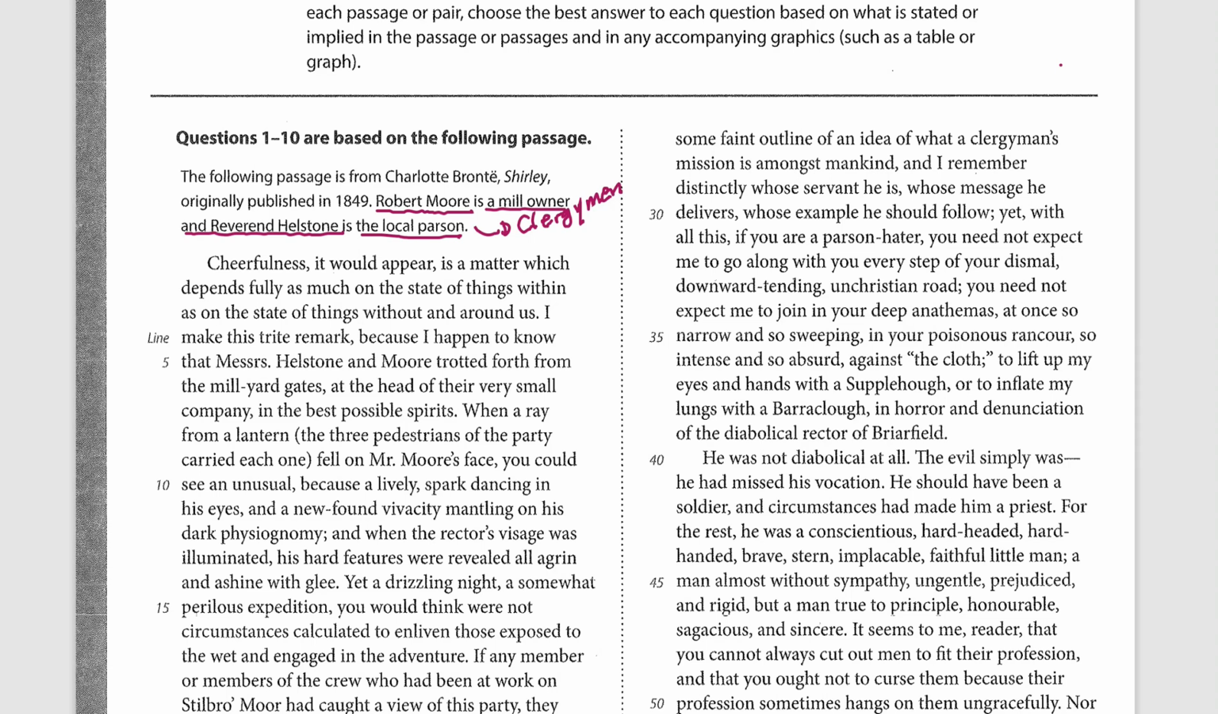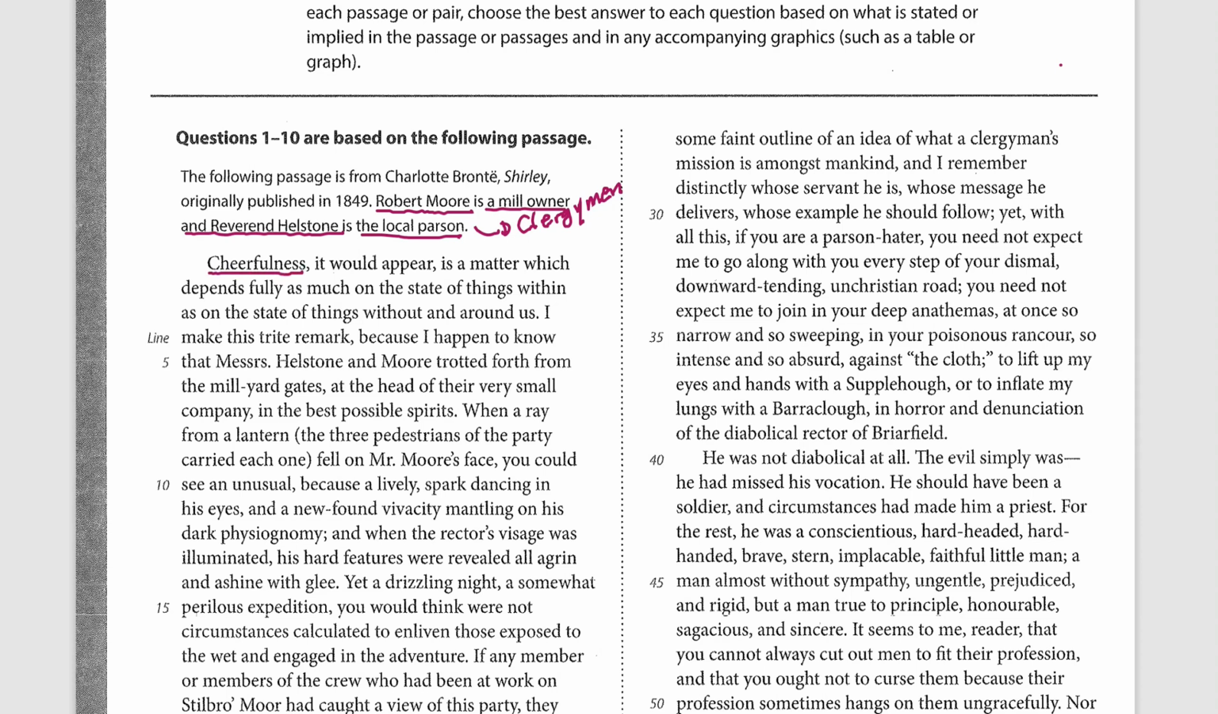Again, this is what the passage is all about. Robert Moore, a mill owner, who has a mill, and Reverend Helstone is the local parson. And then we started with a very good sentence which has depth of meaning, and I want people to concentrate here.